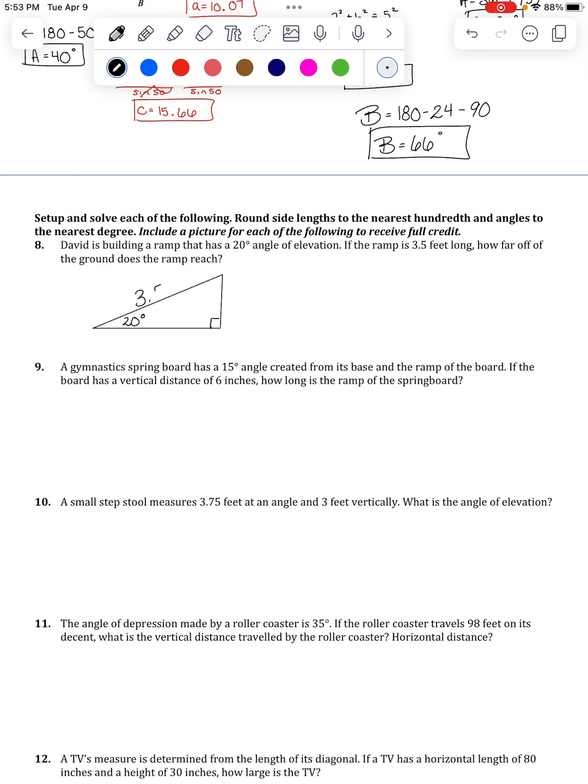If the ramp is 3.5 feet long, now the ramp, any ramp is the slanted piece. So that's 3.5 feet. How far off the ground, in other words the height, does the ramp go? Mixture of sides and angles, I'm doing trig. Focus angle, opposite, hypotenuse.